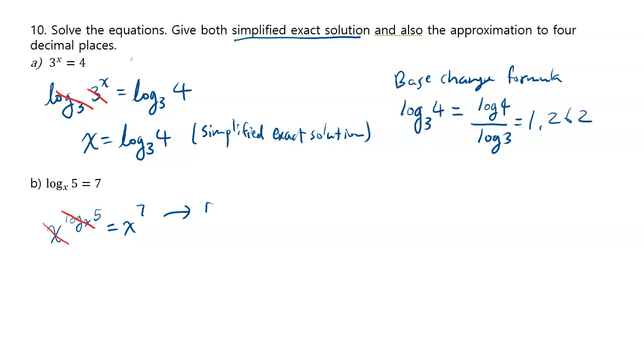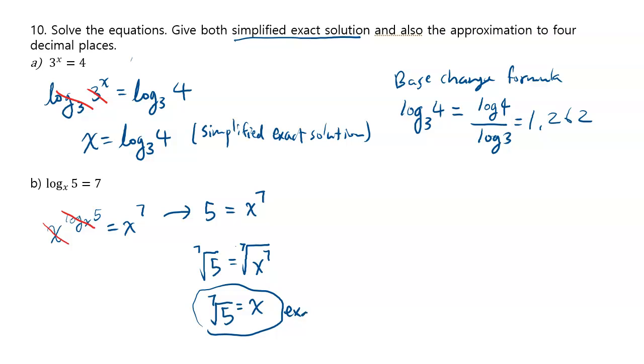Alright, so you have 5 equals x to the 7th power. To get rid of this 7th power, you can take the 7th root of both sides, and that cancels the 7's, and you end up with x equals the 7th root of 5. So that is the exact answer. What's the approximation to 4 decimal places?